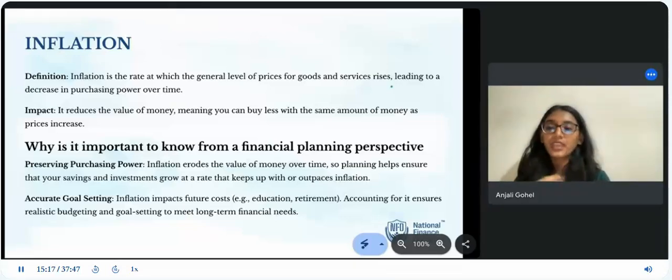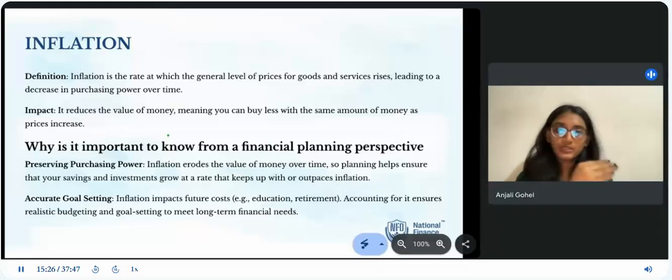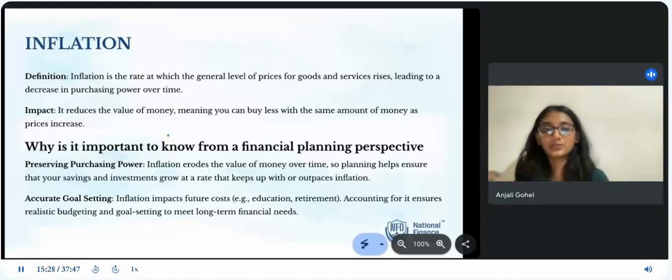And what's the impact? It will reduce the value for money, which means you can buy less with the same amount. With the same amount that was 1000 and 1000, you're now able to buy less, which means the value of money is reduced. Correct? While money had more value and you could buy 2 units, now it's reduced to just 1 unit. With the same amount of money, because of the increase in prices, how many units you are able to buy will be affected and reduced.